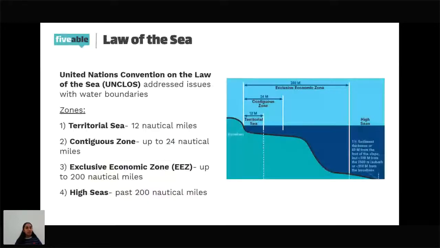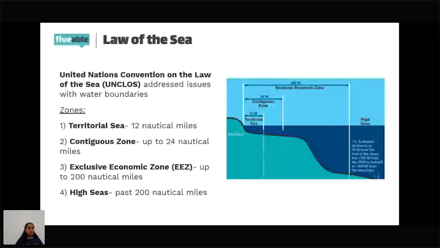So this is called the Law of the Sea, and this was established by the United Nations Convention on the Law of the Sea, or UNCLOS. Basically what this law or agreement did was that it addressed issues that existed because of water boundaries. These issues related to fishing, trade, resource extraction, and immigration. And there are 4 zones that are covered in the Law of the Sea.